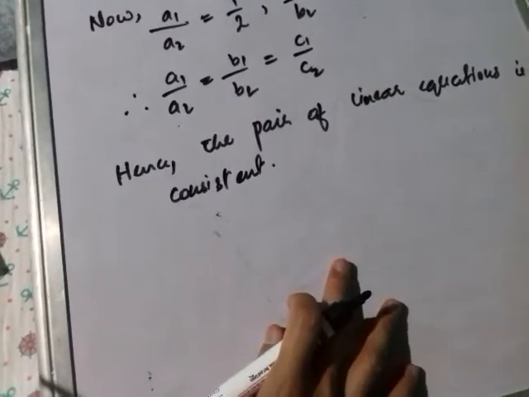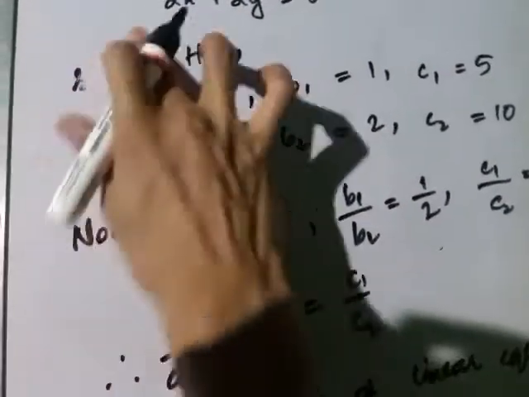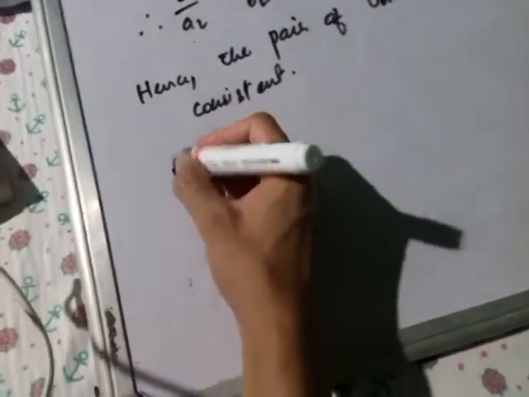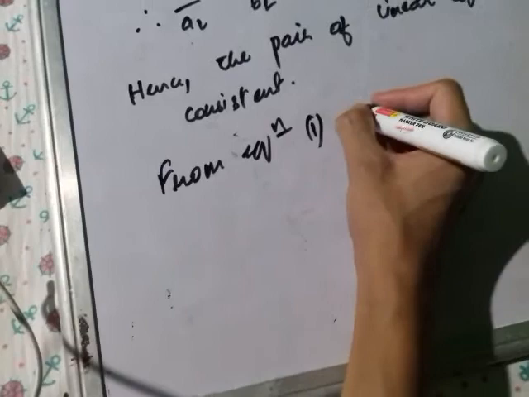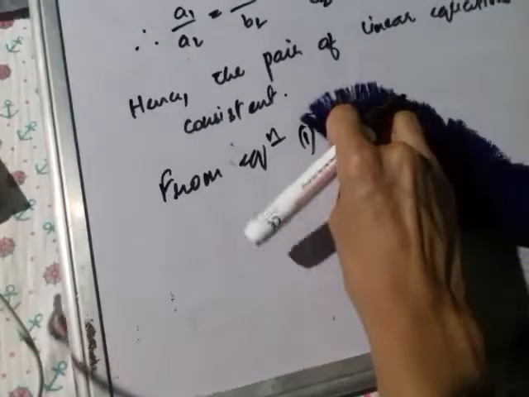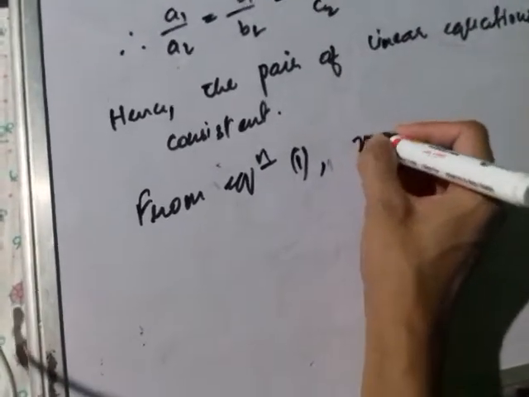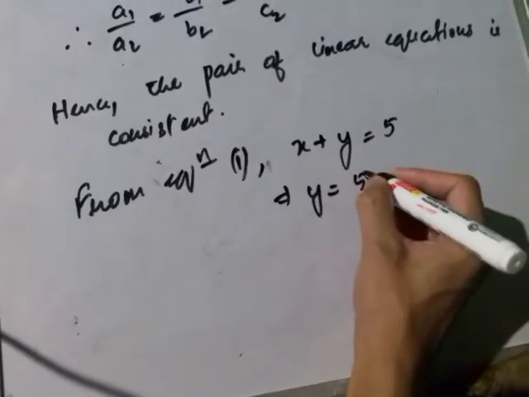So now you will write here, you put this one as equation number 1. Okay, and this will be equation number 2. Solution will start from here. So equation number 1 and equation number 2. Now you will write here from equation number 1. Okay, since it is consistent, we will find out graphically now. Equation number 1 implies what? x plus y equals 5. That means y equals 5 minus x.